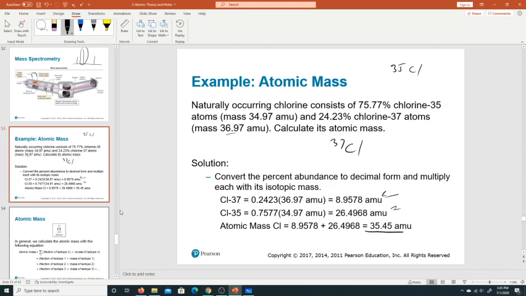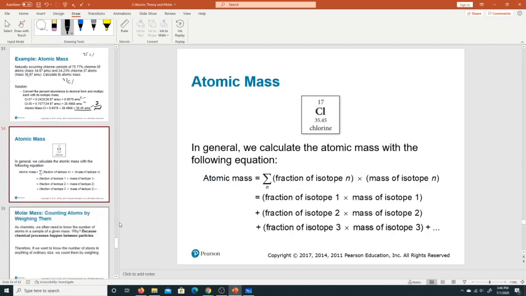This happens to be the number we find on the periodic table, 35.45 AMU, or atomic mass units. Now you might be familiar with the term grams per mole. What you're going to find out is that AMU per atom is the same thing as grams per mole. They're going to have exactly the same units, the same number for that. So basically this is chlorine. Notice that this is what's on the periodic table, what we just calculated.